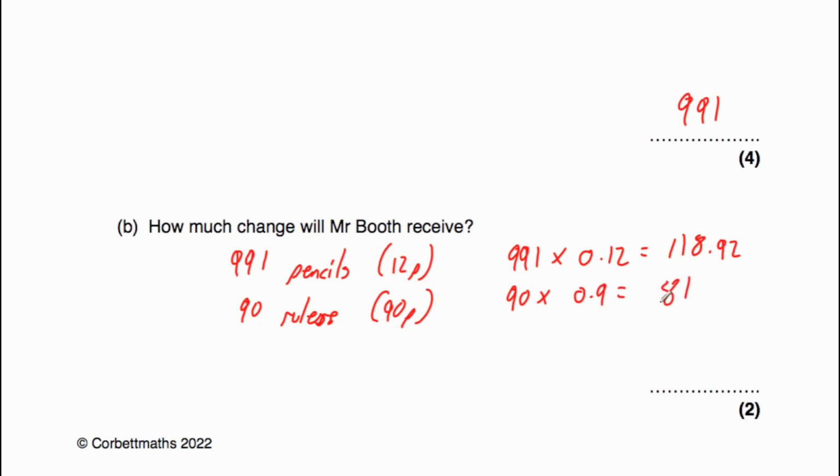And if we add these two together, we can then see how much money he spends in total, and that's equal to £199 and 92 pence. He had £200, so £200 take away the £199 and 92p leaves change of 8 pence, and that's it. So how much change would Mr. Booth receive? 8 pence.